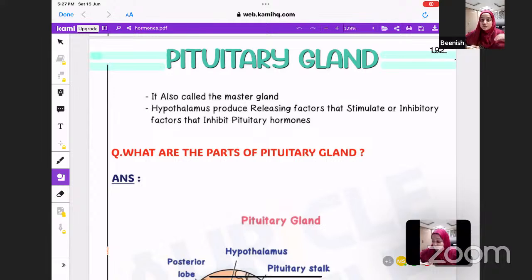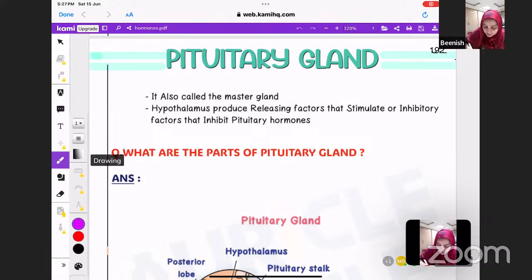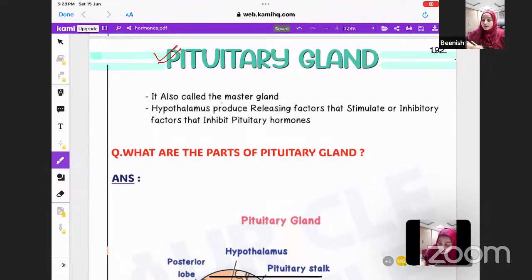So the first gland we're going to talk about is the pituitary, a very important gland in the body. It is known as the master gland, so you know how important it must be. The secretions of the pituitary gland are in turn controlled by the hypothalamus. Now your hypothalamus is producing releasing factors as well as inhibitory factors.